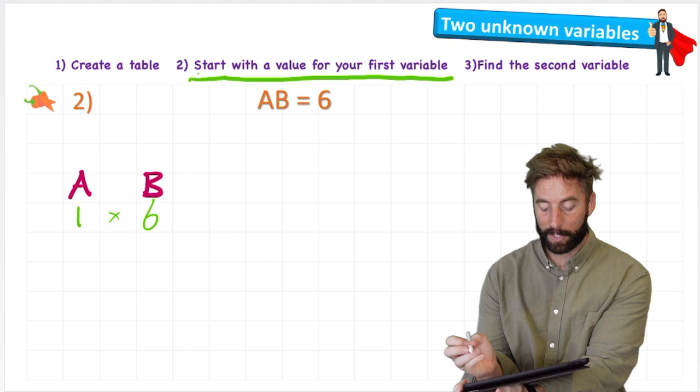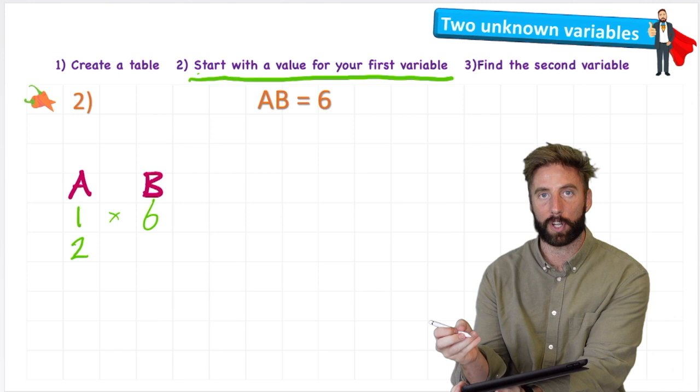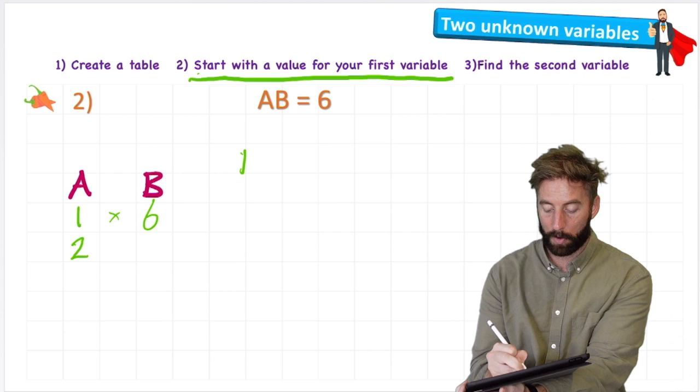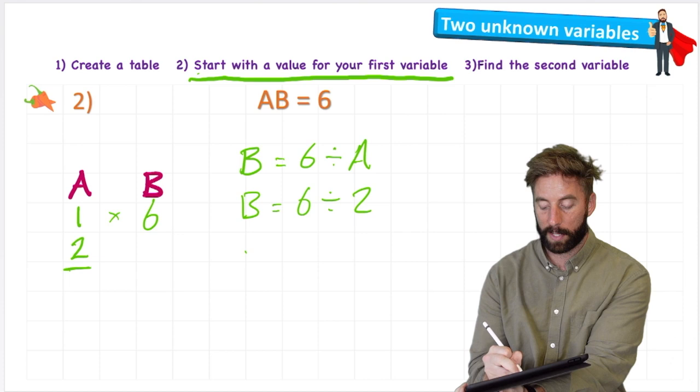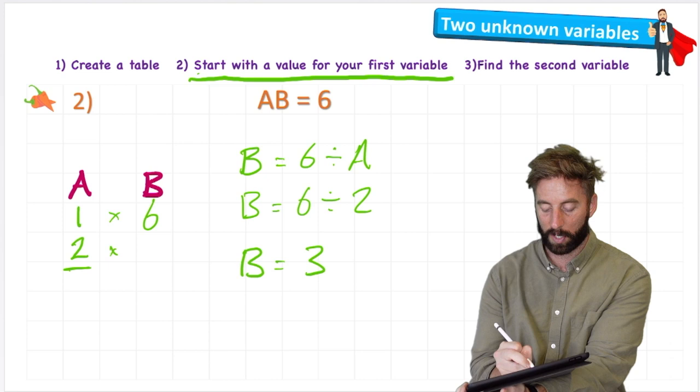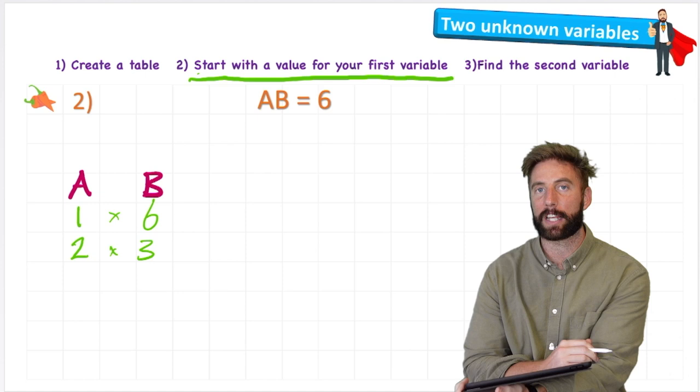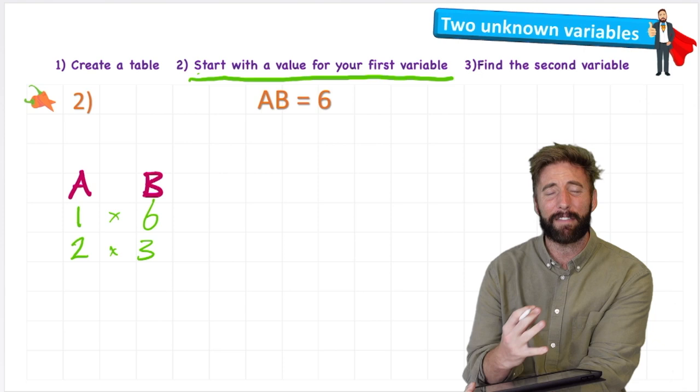Okay, let's look at another one. Let's use 2 for our variable of A this time. And again, we're going to use our inverse to help us. So if A times B equals 6, B on its own must be B equals 6 divided by A, and B equals 6 divided by 2. So therefore, B equals 3. Let's just check that. 2 times 3 does equal 6. And again, we could get into some decimal numbers here and start multiplying decimals. We're not going to in this video, but essentially understand that there are still infinite possibilities for these variables.